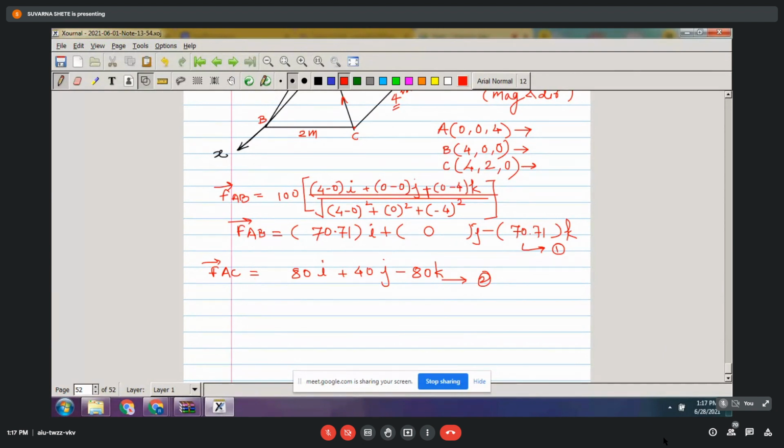Now we need to find out their resultant. R bar will be equal to the algebraic sum of the i components, which will be 40 plus the other, and this will be minus, and this also minus. Both are the same, the i component is positive and the others are both negative. Tell me what the value is. 150.71, yes, ma'am.